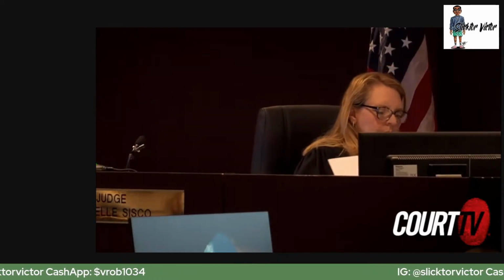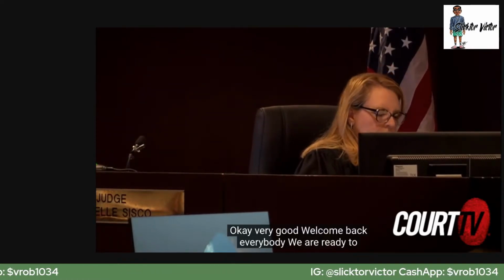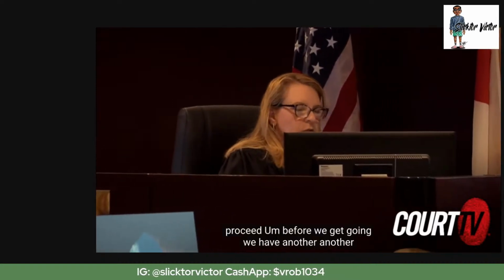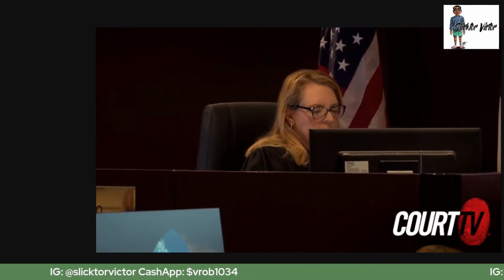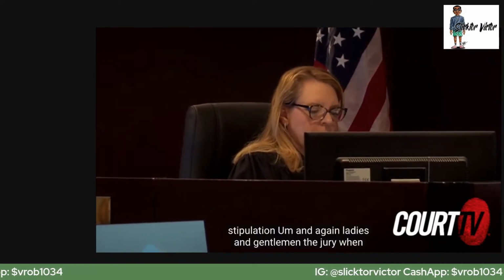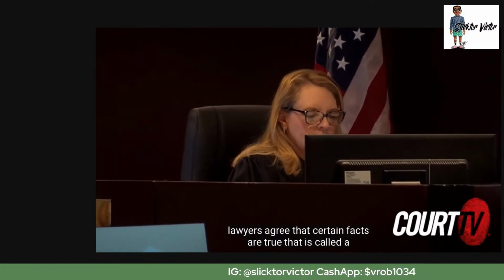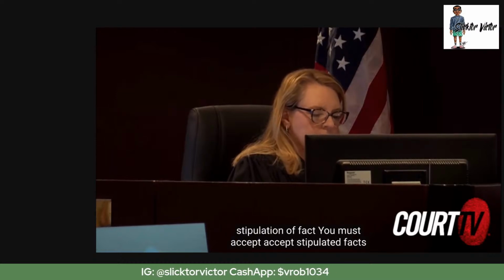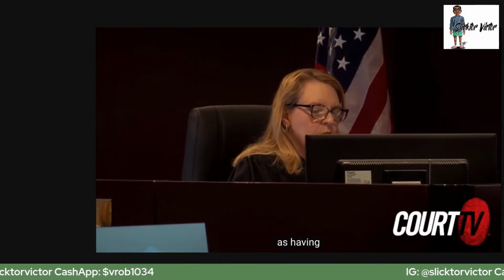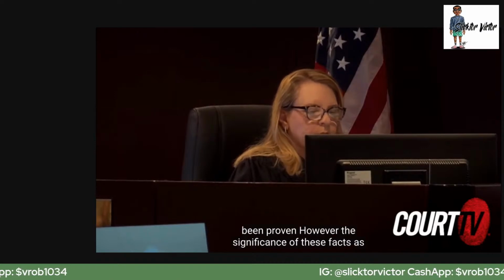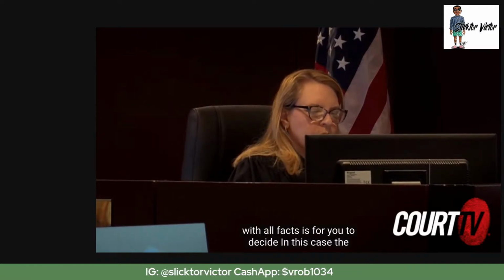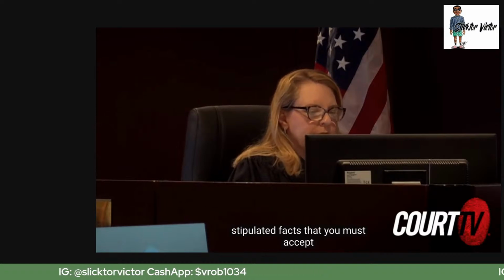Before we get going, we have another stipulation. And again, ladies and gentlemen of the jury, when lawyers agree that certain facts are true, that is called a stipulation of fact. You must accept stipulated facts as having been proven. However, the significance of these facts, as with all facts, is for you to decide. In this case, the stipulated facts that you must accept as true are a stipulation between the State of Florida and Davion Murphy regarding Davion Murphy's tattoos.